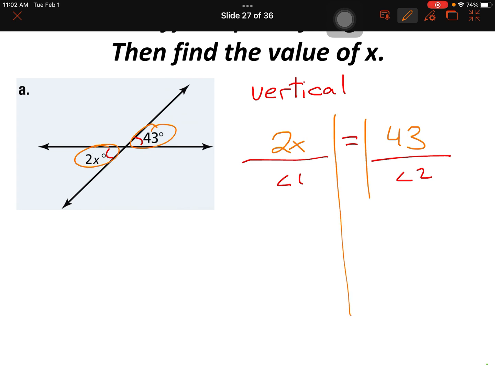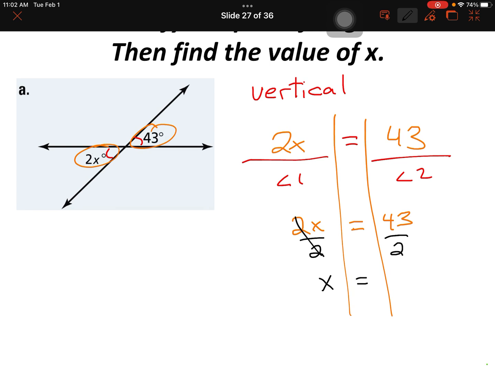They're equal to each other, and oh man, now we have to deal with Elsa. And Elsa wants to be all by herself, so I'm going to rewrite this real quick. So I have 2x equals 43. And 2x means 2 times x, so to undo multiplication, you're going to divide both sides.